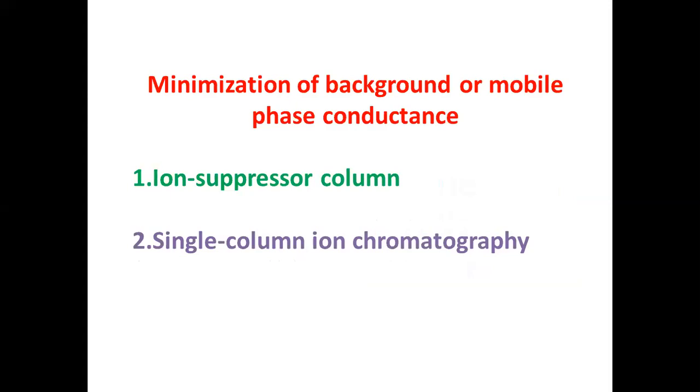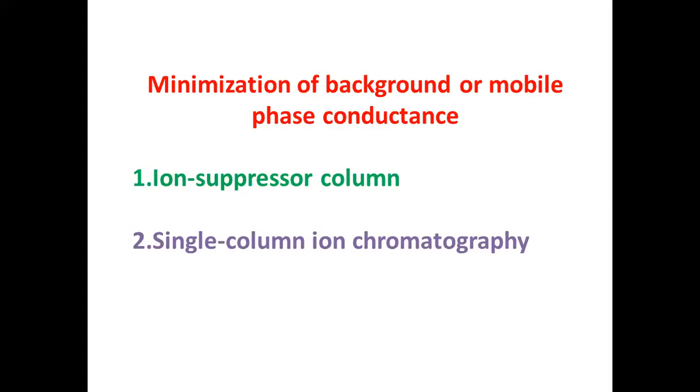The suppressor column or a second column will be present in between the analytical column, that is going to be the separator, where exactly the separation of ions is going to take place, whether it is anion exchange chromatographic separation or cation exchange chromatographic separation. This column will contain the ion exchange resin for the purpose of separation of either anions or cations. If you are going to separate cations, the resin present in the separator or in the analytical column is going to be cation exchange resin.